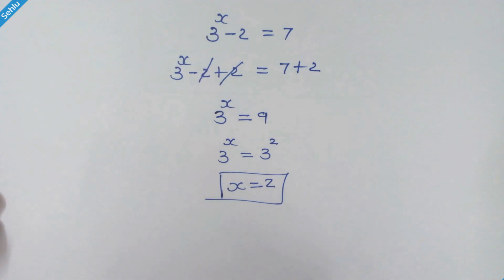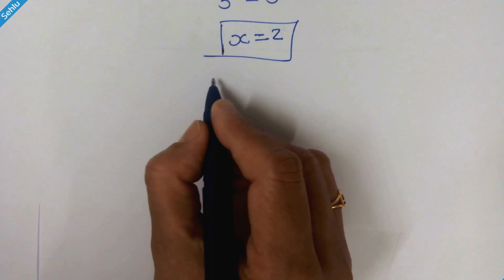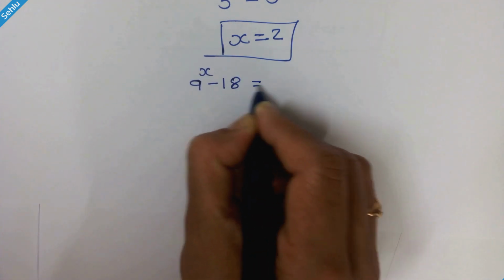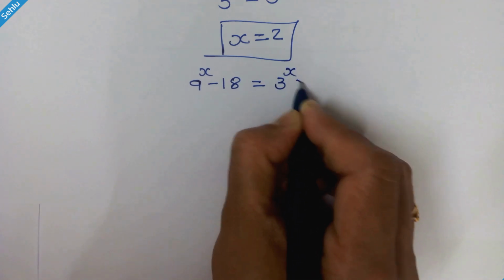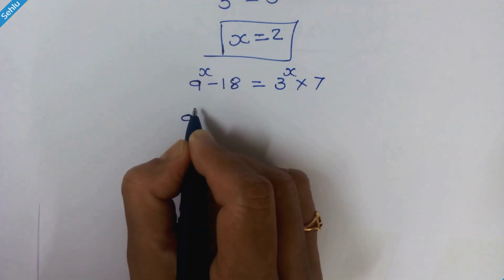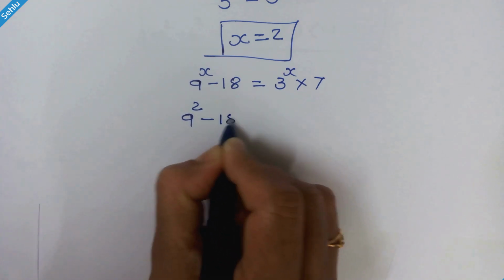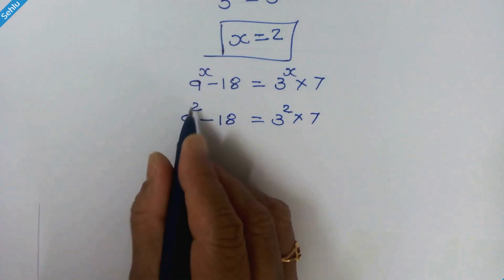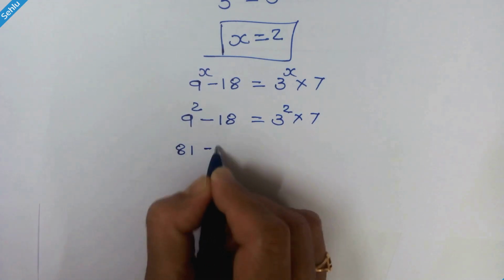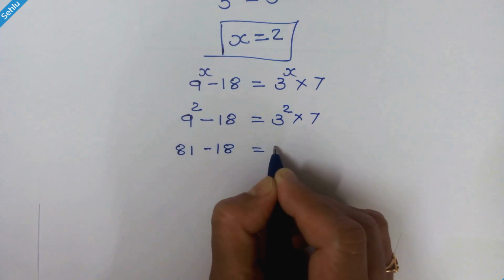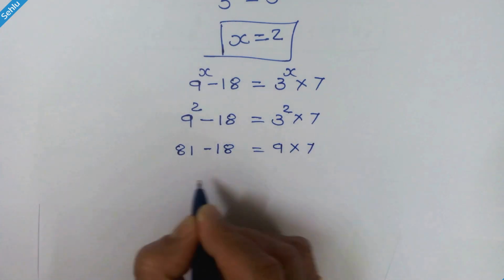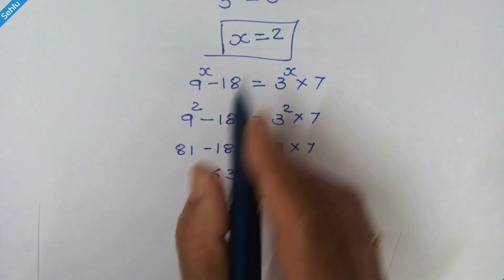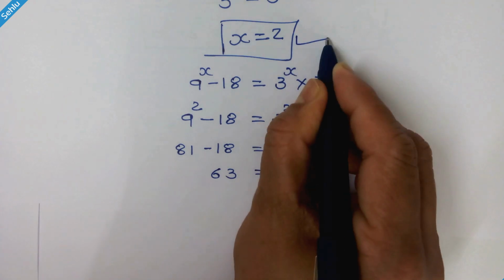Now let's verify our answer. Our given equation is 9 raised to x minus 18 is equal to 3 raised to x times 7. 9 square minus 18 is equal to 3 square times 7. 9 square is 81, minus 18 is equal to 9 times 7. So we have 63 is equal to 63. So x is equal to 2 is the correct answer.